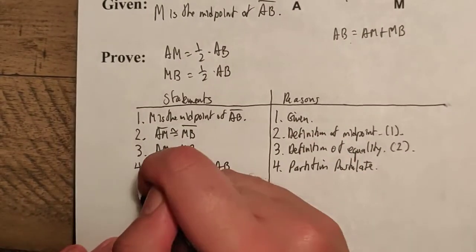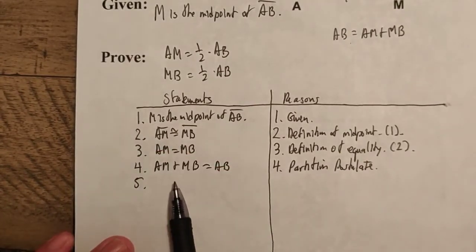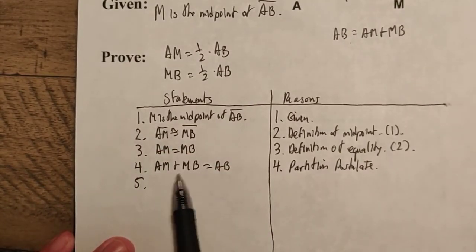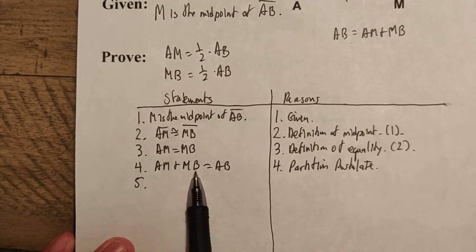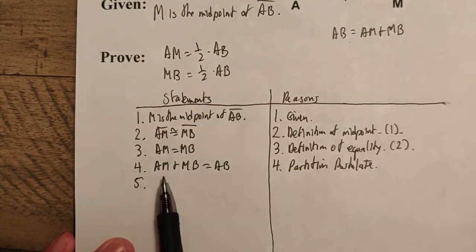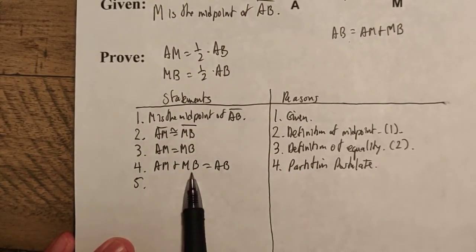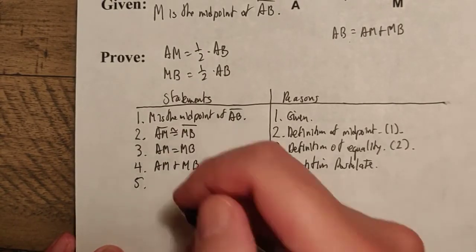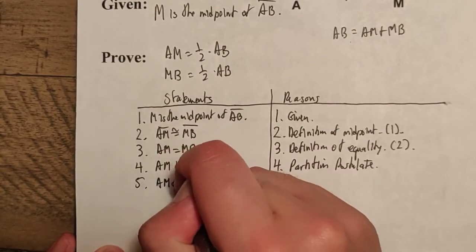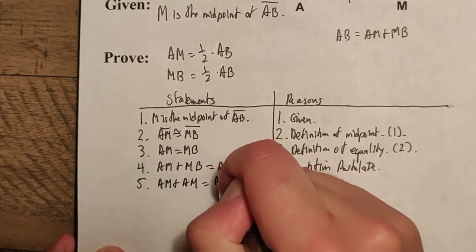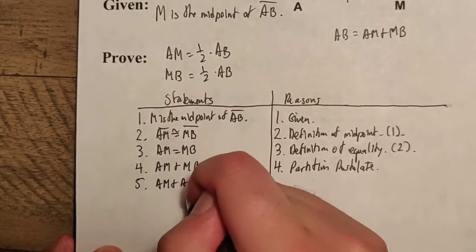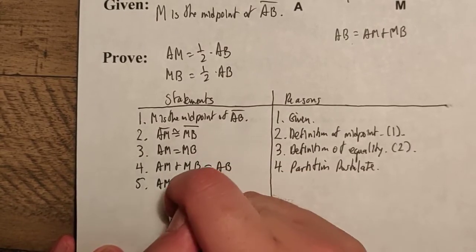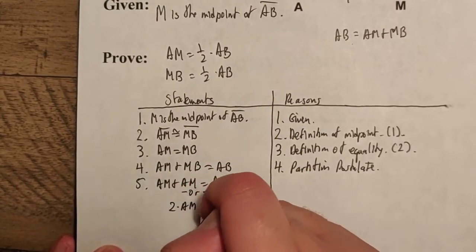It's a postulate. So notice now in this situation here, what we can do is this, right? Our goal is to show AM is equal to 1/2 of AB. So AM here, I'd like to get rid of the MB somehow. Luckily, we know from step 3, MB and AM are the same. So I can substitute. So I can write AM plus AM equals AB here. And notice that in this situation, now I can actually swap this up. I can write that 2 times AM equals AB here.